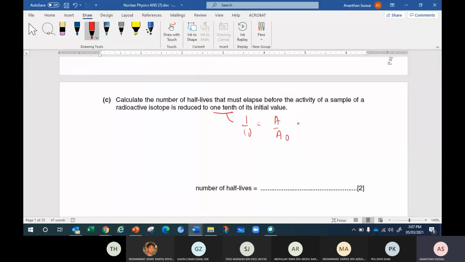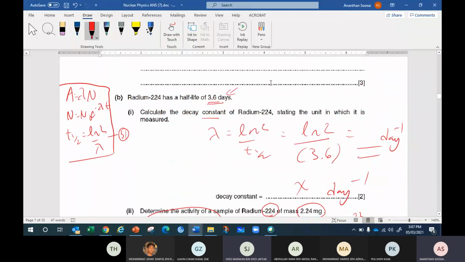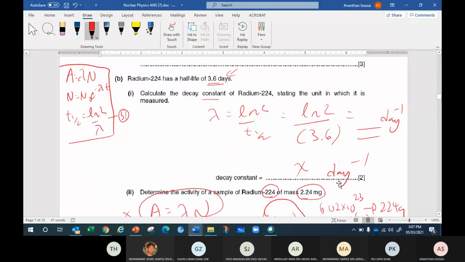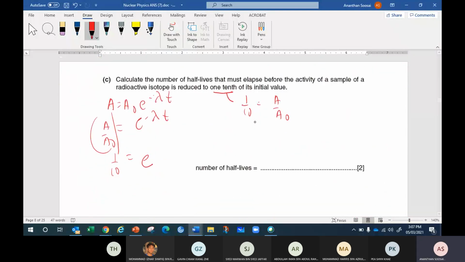Okay, so we find the time first. A equals A naught e to the negative lambda t. So A over A naught is e to the negative lambda t. A over A naught is 1/10. Lambda is the one you got earlier. Half-life you know, so lambda you already got per day. But here, you know, per second. So what lambda do you want to use?